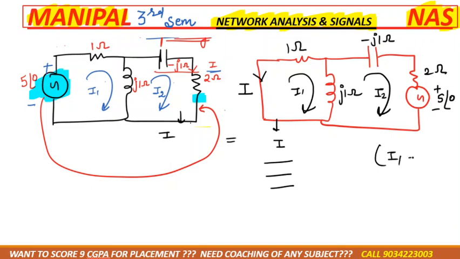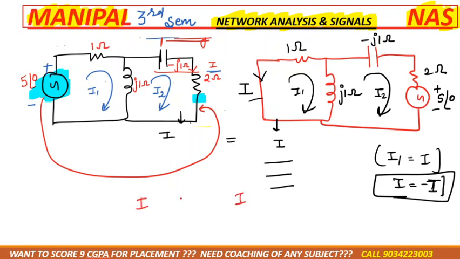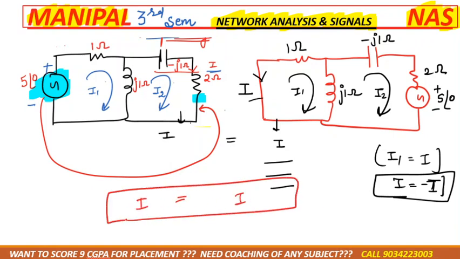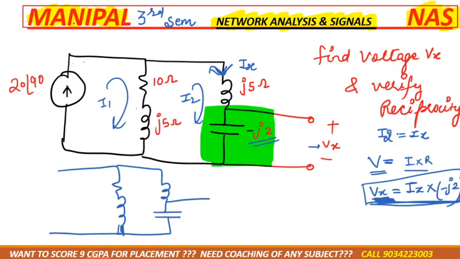Now can you tell me, is I1 equal to I or I1 equal to minus I? Equal to minus I, because both are moving in the opposite direction, correct? So this I and this I will come out the same, then by the reciprocity theorem. Understood? So this is your reciprocity theorem.